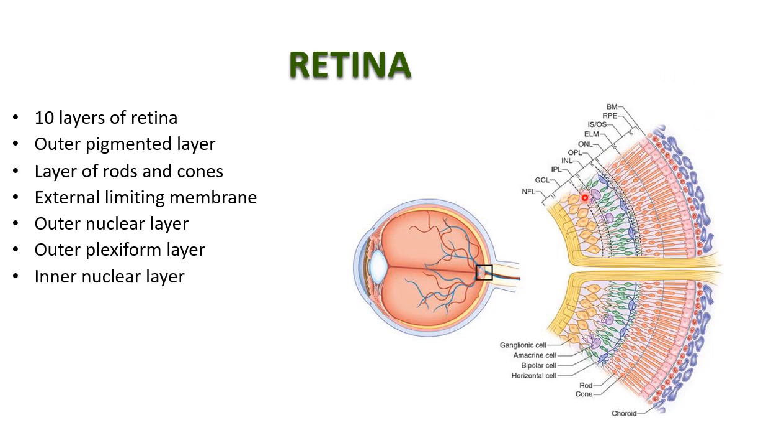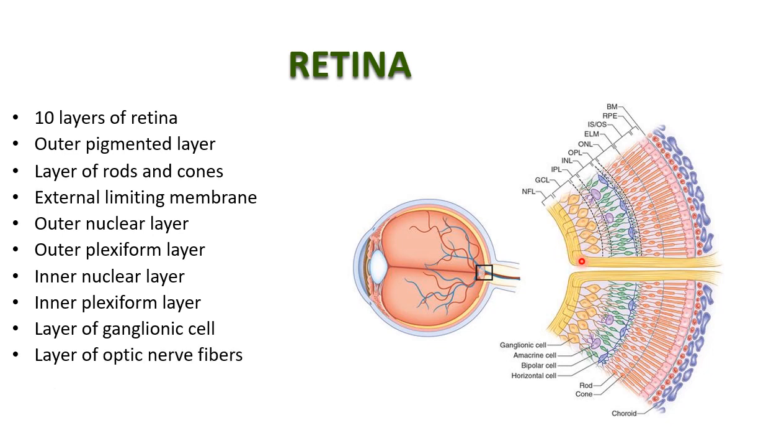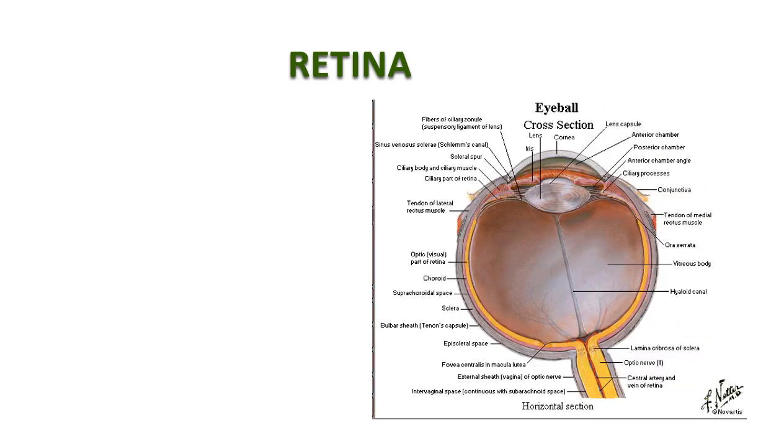And from there you have the inner nuclear layer, where the cell bodies of these central processes are present, and then they form again a plexus called the inner plexiform layer. Then you have the layer of ganglionic cells. The axons of these ganglionic cells form your optic nerve fibers, and it is limited posteriorly by the inner limiting membrane. So these are the layers of the retina.